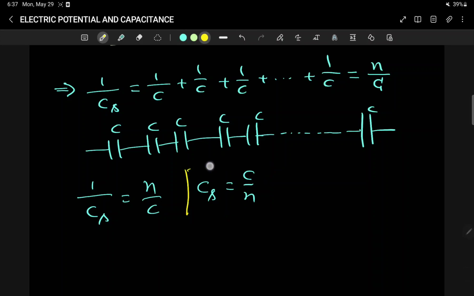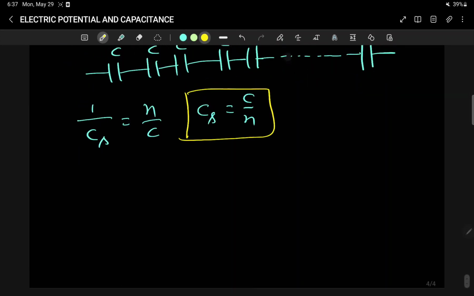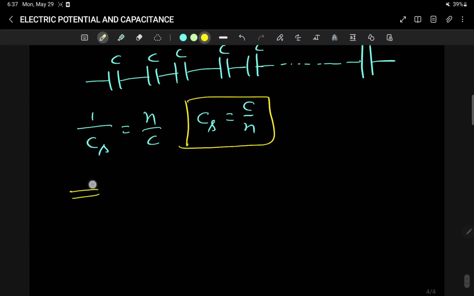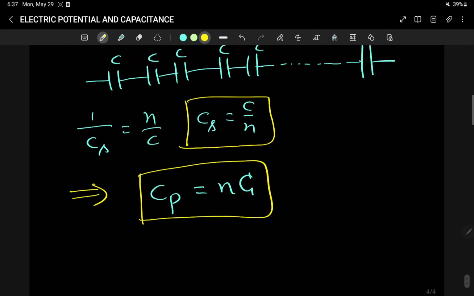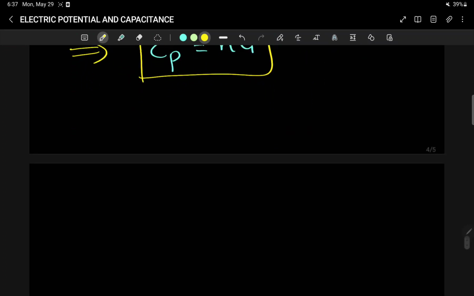In the same manner, if n number of capacitors are connected in parallel, then Cp is given by n times C. Why? Because in parallel combination you get C1 plus C2 plus C3 plus C4 plus C5 plus C6, like that. If you add all the C's, you will get n times C. These two formulae are very important for numerical purposes.